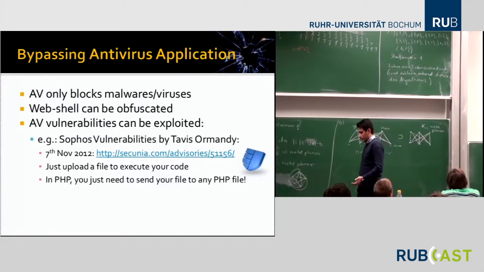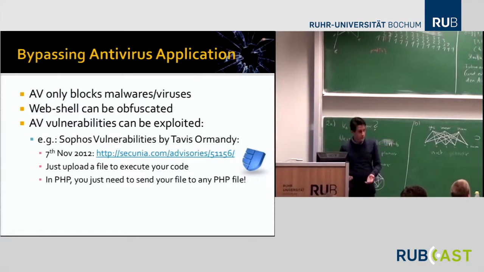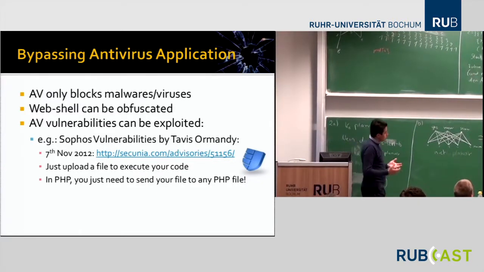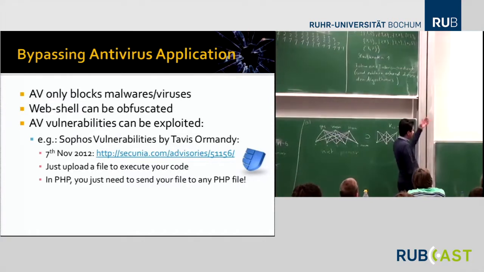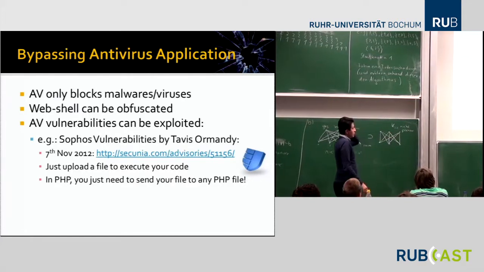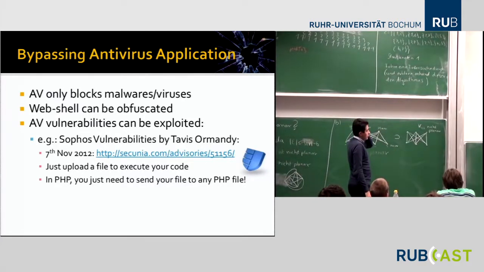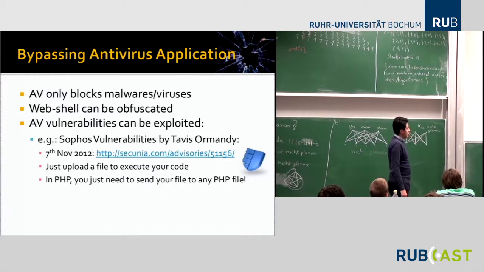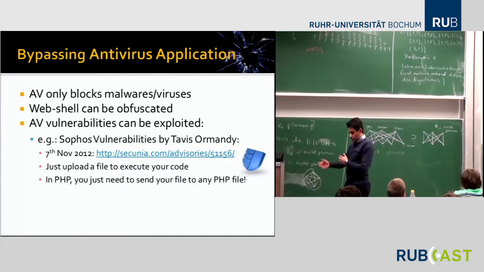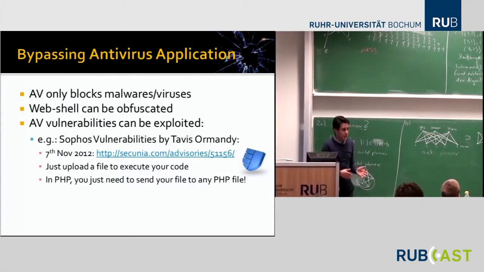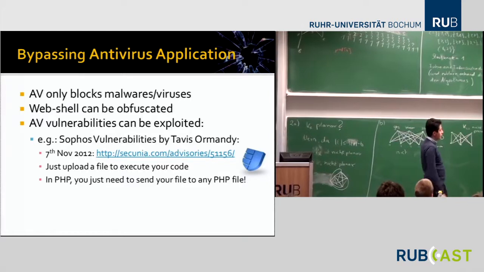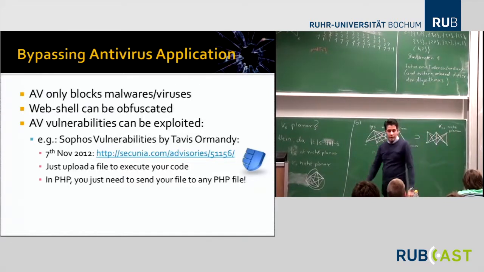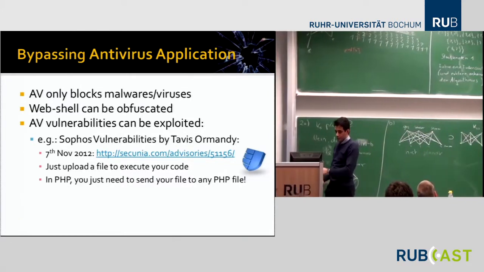I'm not saying not to have AV on the server, but you have to make sure that it is updated. It can be exploited anyway. For example, that Sophos vulnerability by Tavis Ormandy was published a few weeks ago. It was reported, I think in September, something like that. So if you could upload whatever you wanted on that server, you could really execute code by using the antivirus on that server and run it as SYSTEM and bypass almost everything.